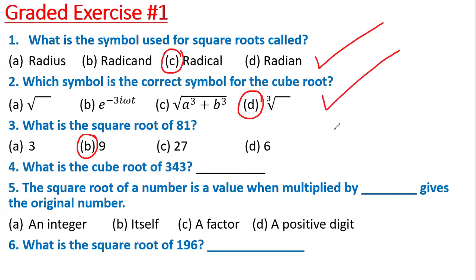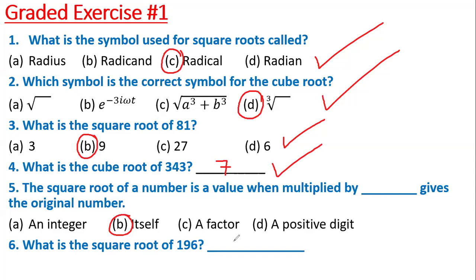Good. So that's that. What is the cube root of 343? 7 times 7 times 7. What number y'all put? I put 7. It's just 7. It's one number. All right. The square root of a number is the value when multiplied by blank gives the original number. Itself. Itself, very good. That's B.